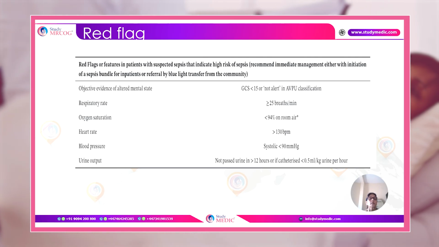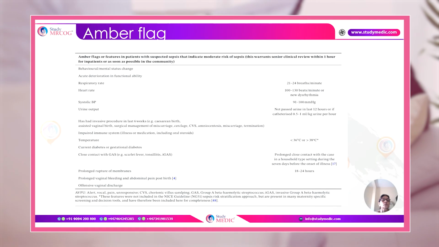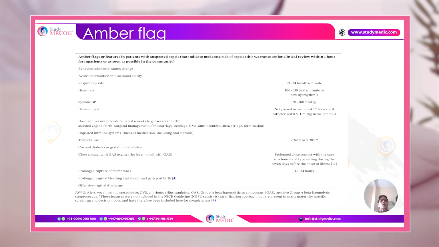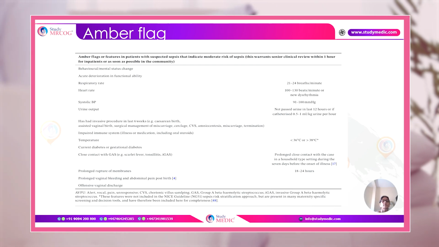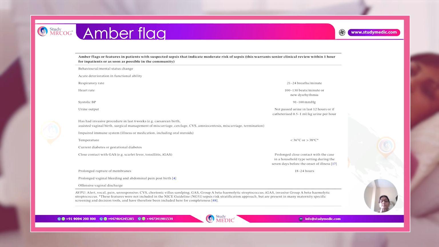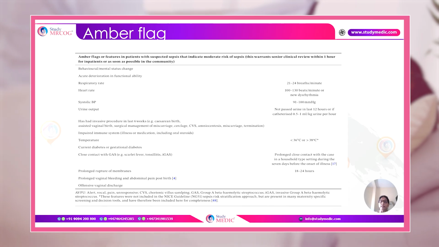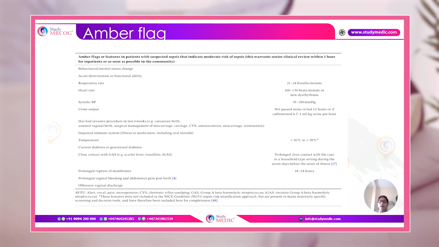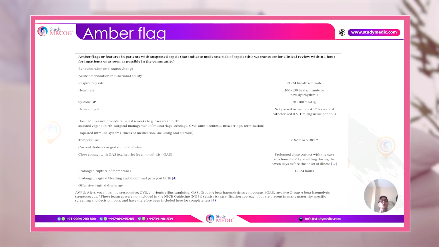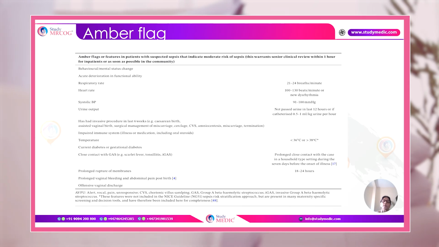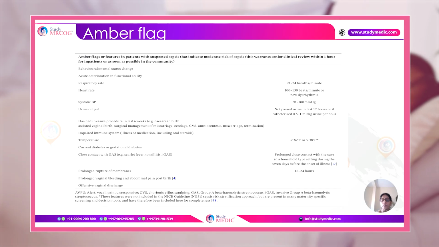Next is the amber flag. Here, in addition to behavioral or mental status changes, these are the amber flag signs or features in any woman with suspected sepsis. This indicates that it is a moderate risk. These are moderate risk factors, but anyway, you have to have a senior clinical review within 1 hour of seeing the patient, or as soon as possible in the community. So which are these amber flag symptoms? Red flag means immediately the woman has to be seen by a senior person.